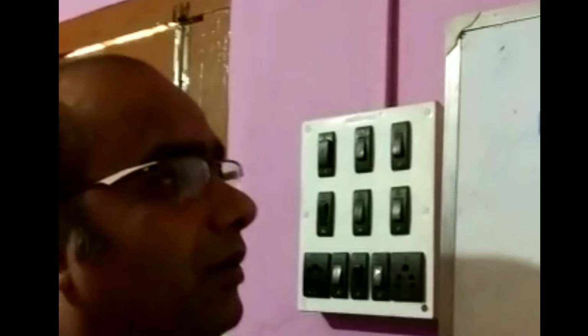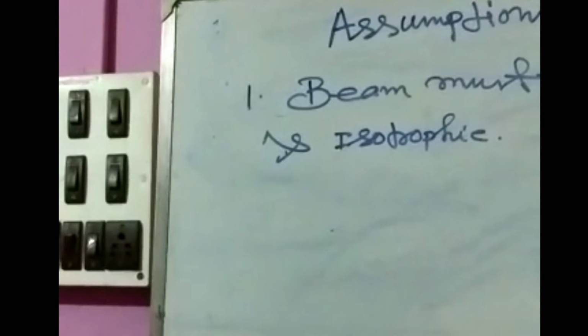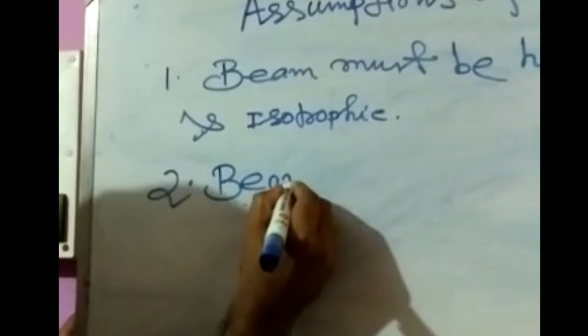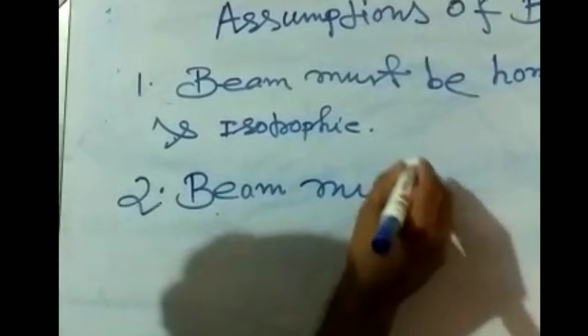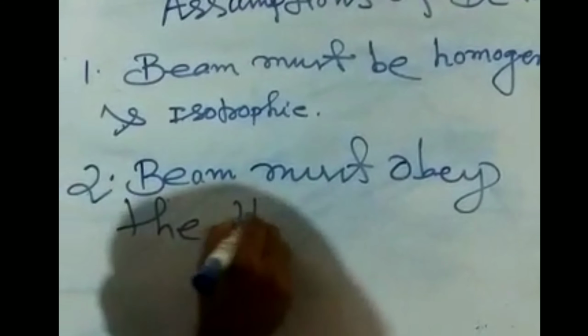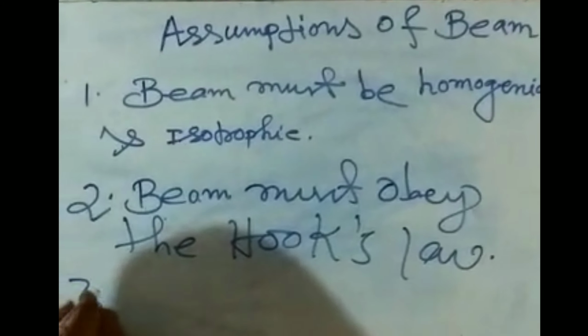What do you mean by homogeneous? Homogeneous means that the geometrical configuration of the beam must be the same. And isotropic means that through all directions it is made of the same material. Second assumption: the beam must obey Hooke's law.